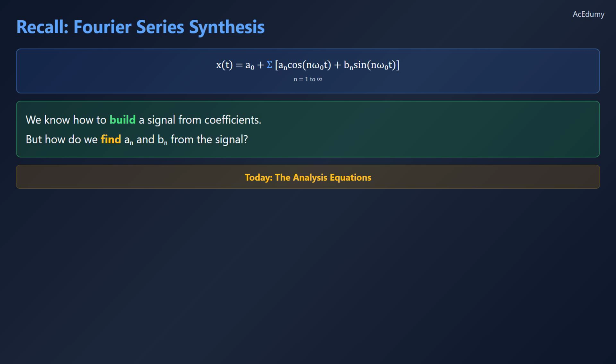In our previous lesson, we introduced the Fourier Series synthesis equation. x(t) equals a0 plus the sum of an cosine n omega 0 t plus bn sine n omega 0 t. We saw that any periodic signal can be built from harmonically related sinusoids. But how do we actually find these coefficients? Today, we derive the analysis equations.